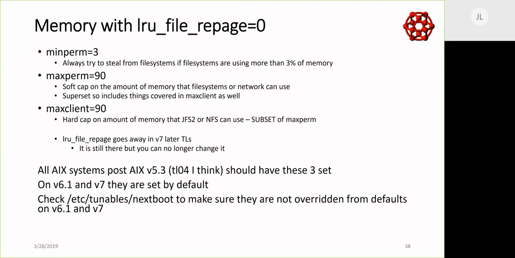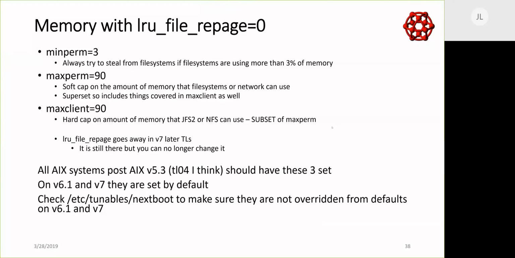Then we have max perm, which is a soft cap on the memory that file systems or network can use. So if file systems exceed max perm, we're always going to steal from file systems as well. The issue was that the gap between min perm and max perm, it actually went through a whole lot of algorithms, etc., to figure out who it would really steal from. If it was below min perm, it was always executables. Now, max client has a hard cap, and it is a subset of max perm, and it only impacts JFS2 and NFS, I think Veritas. I have to check that.